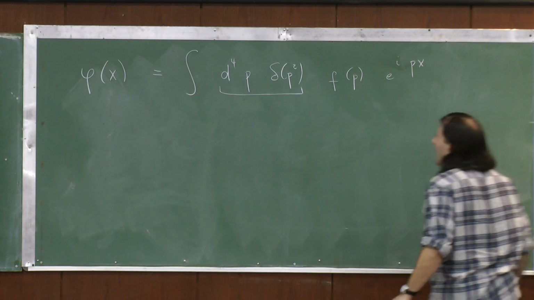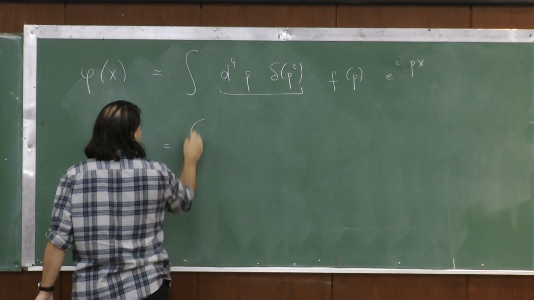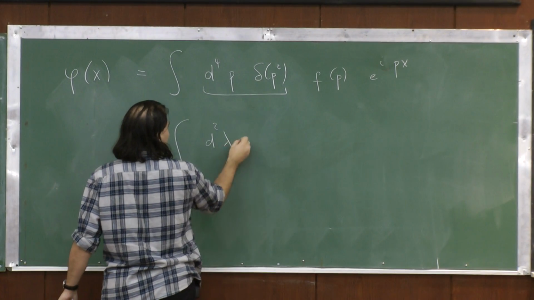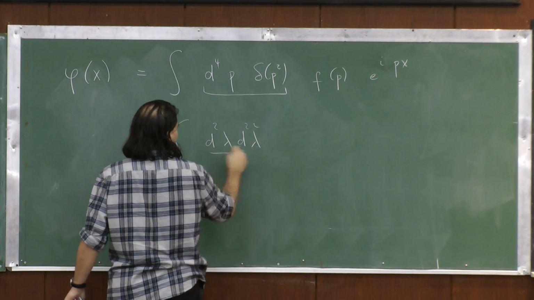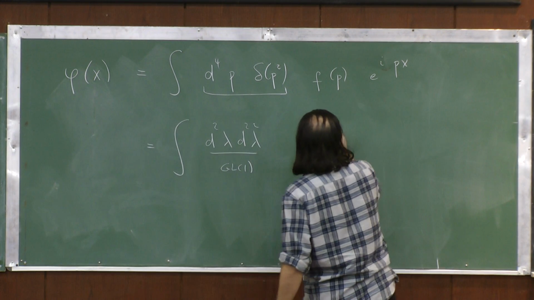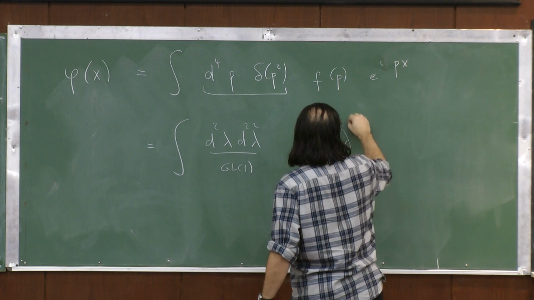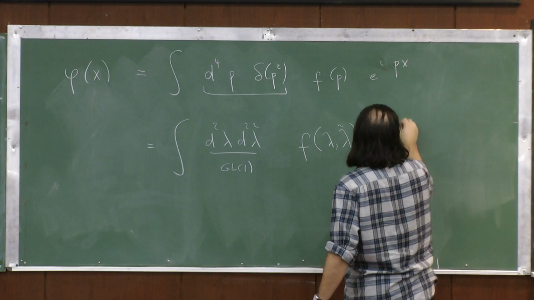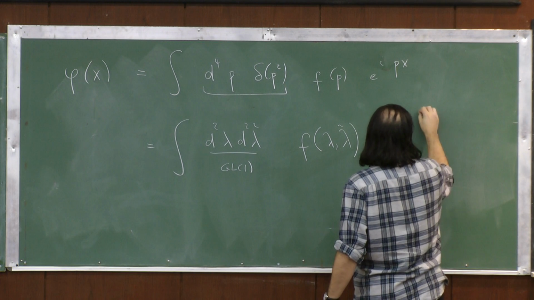So let's go back now. And so now we've written this in a slightly nicer way as d squared lambda tilde over GL1. This f is now a function of lambda and lambda tilde. And it's e to the i lambda tilde x.